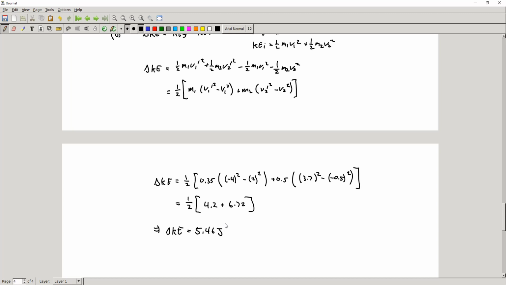Okay, so if we assume that all the kinetic energy that we gained here came from the potential energy, and all the potential energy stored in that spring was in fact turned into kinetic energy, then this is the amount of potential energy that was stored in that spring initially. Okay, so that would be the answer to part B of this.